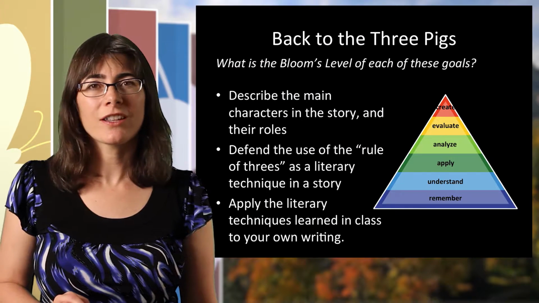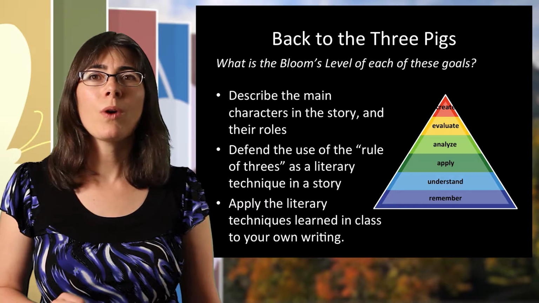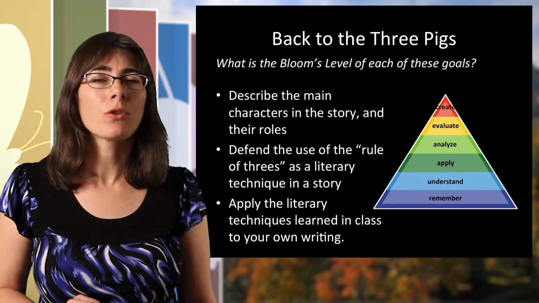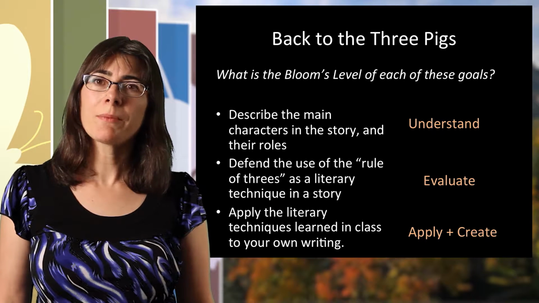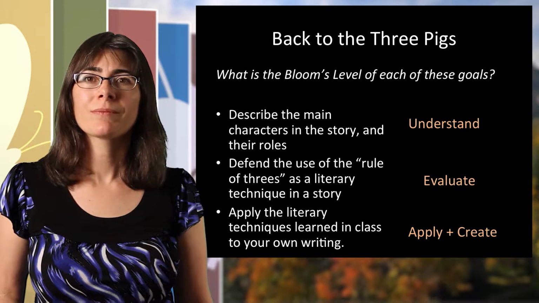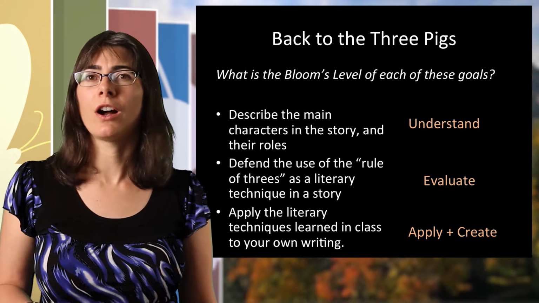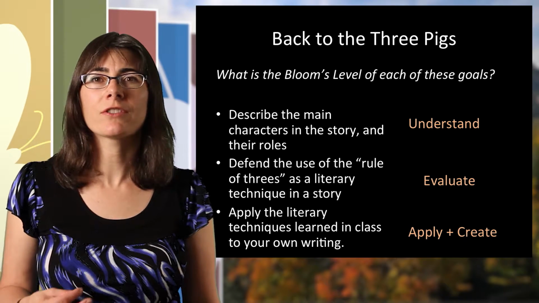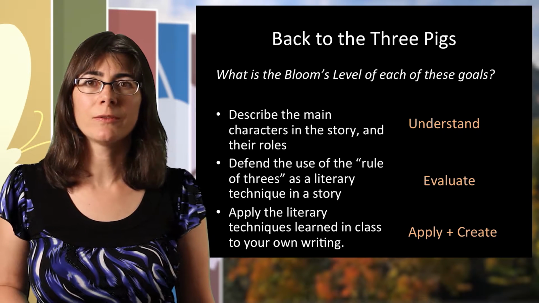So let's go back to the 3 pigs example. In these 3 example goals, what is the Bloom's level of each of these goals or objectives? So let's look at "describe the main characters in the story and their roles." I'd say that's more than just simple recall. It's actually showing that students have achieved some level of comprehension. So I'd say this is at the understand level.